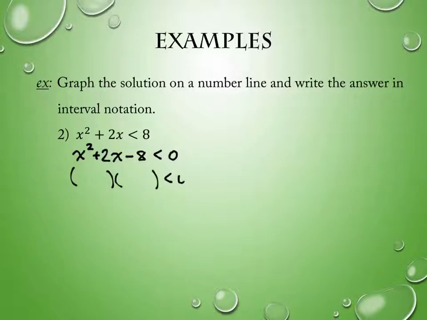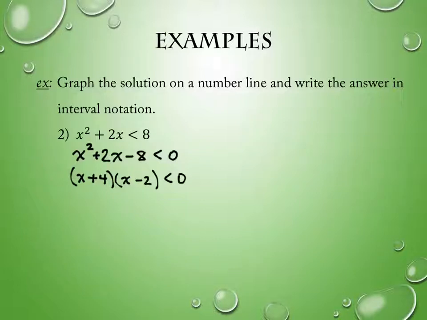So how will that factor? x plus 4 and x minus 2. Is that okay for everyone? At this point, it's exactly the same problem I had before, right? Factored form on one side, 0 on the other side.